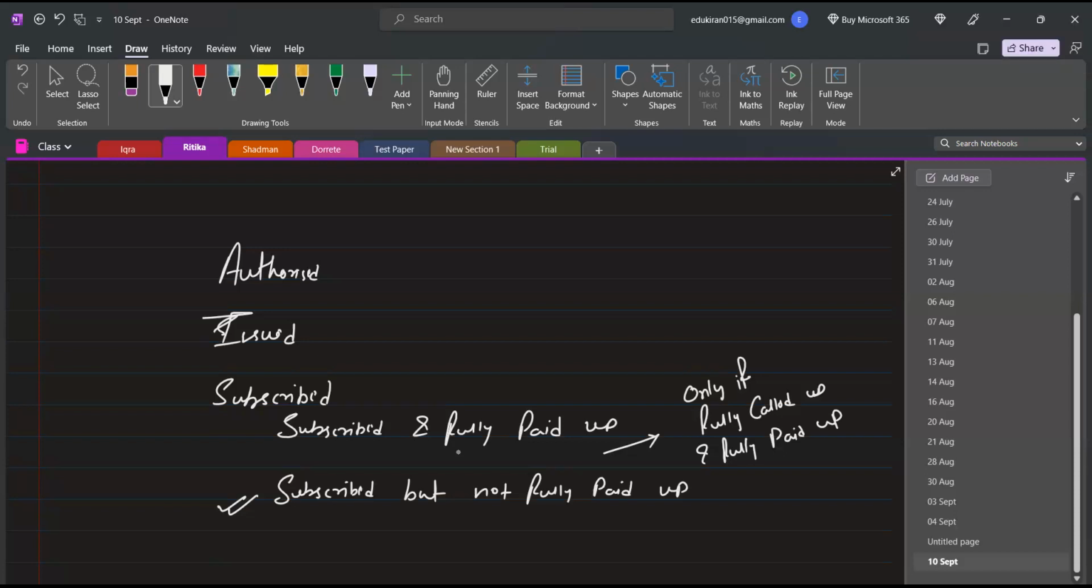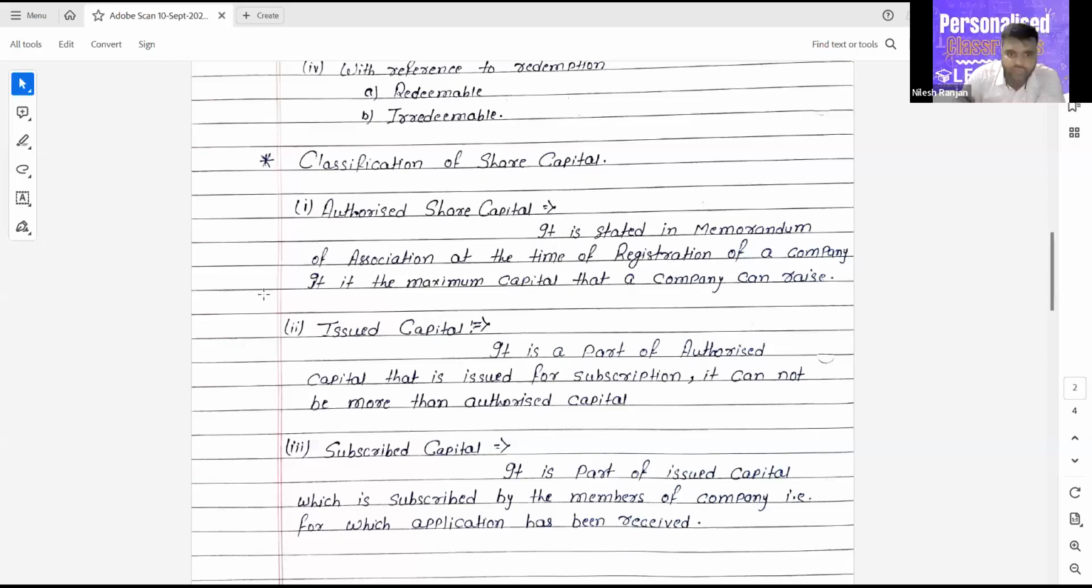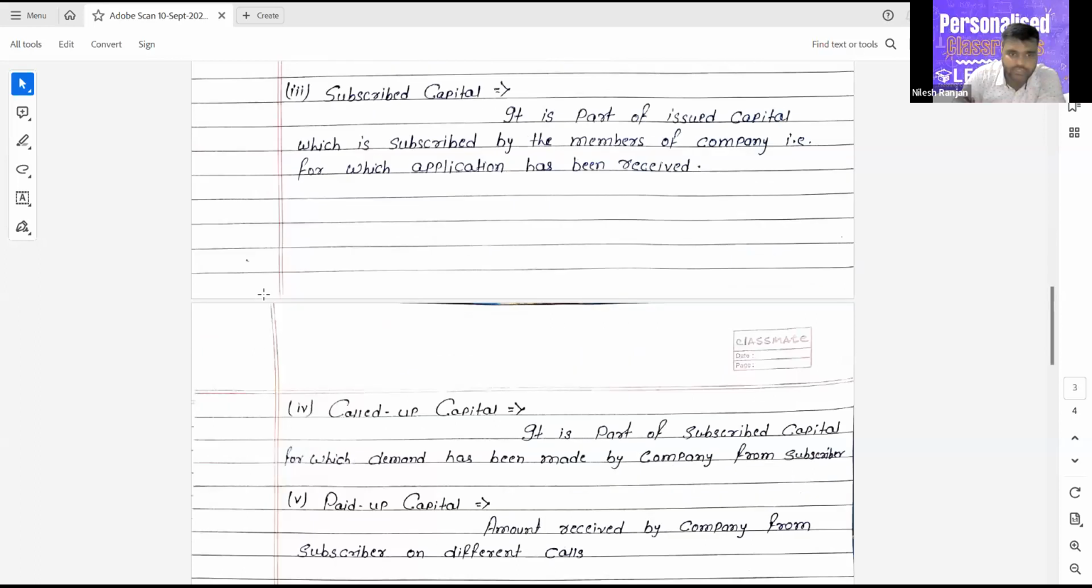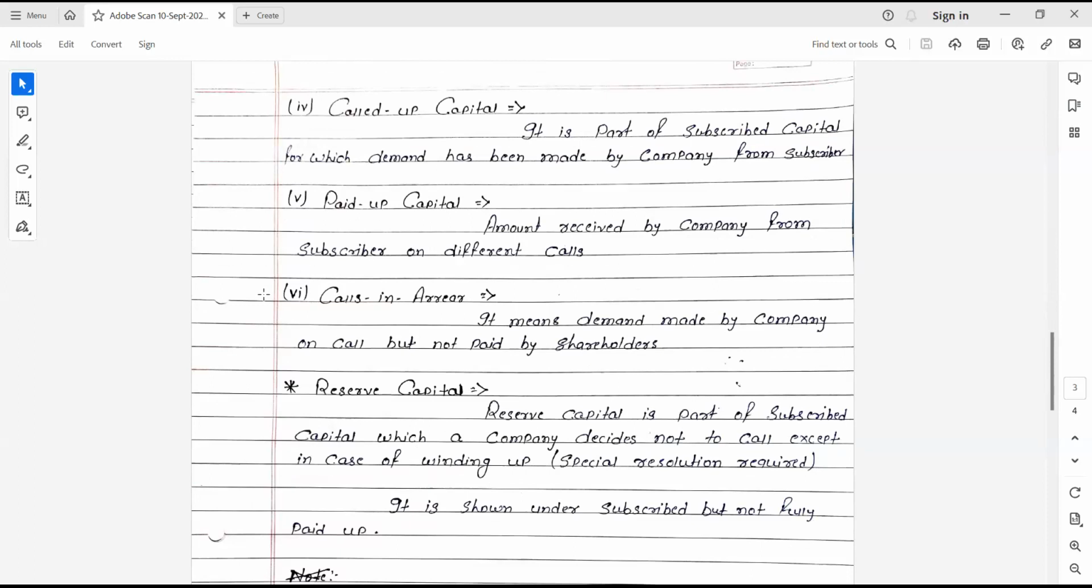Yes, sir. Actually, we will discuss the presentation part in our next class, but you can take the screenshot up to subscribed capital, called up capital. It is visible to you clearly. Yes, sir. So could you show the previous page?